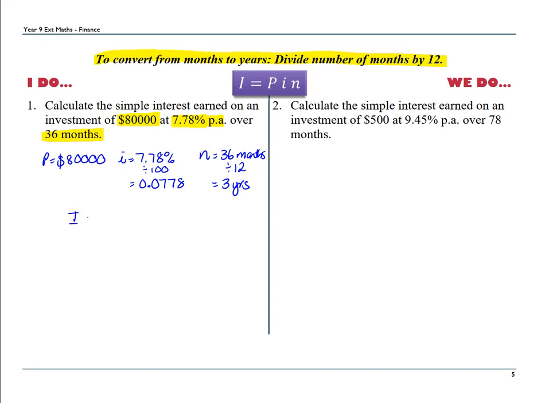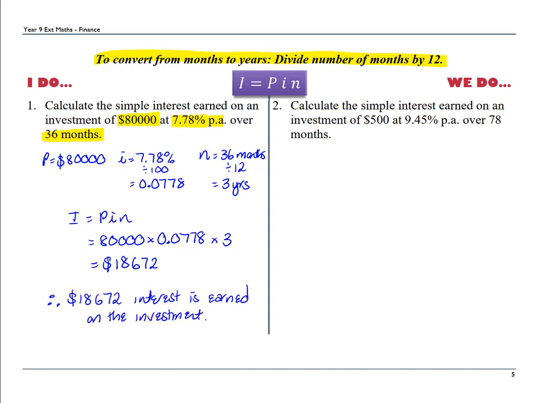So formula: I equals PiN. Substitute what we have, 8,000 multiplied by 0.0778 multiplied by 3. Go to your calculator, and we get 18,672. Finish with a therefore statement. Now pause the video and have a go at the next one on your own.